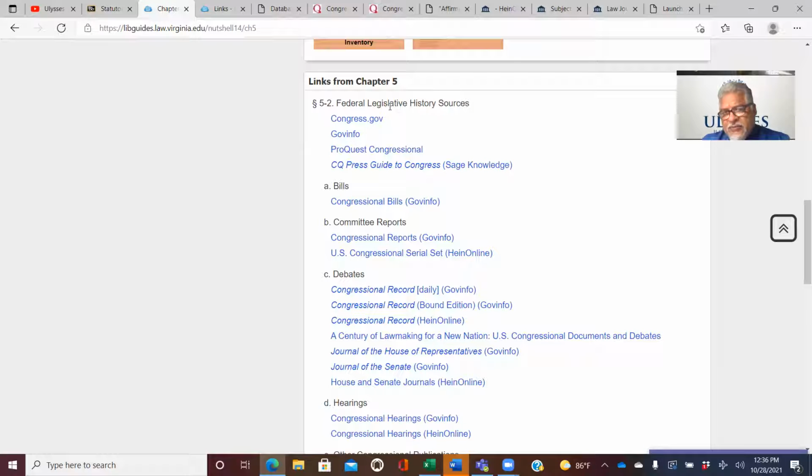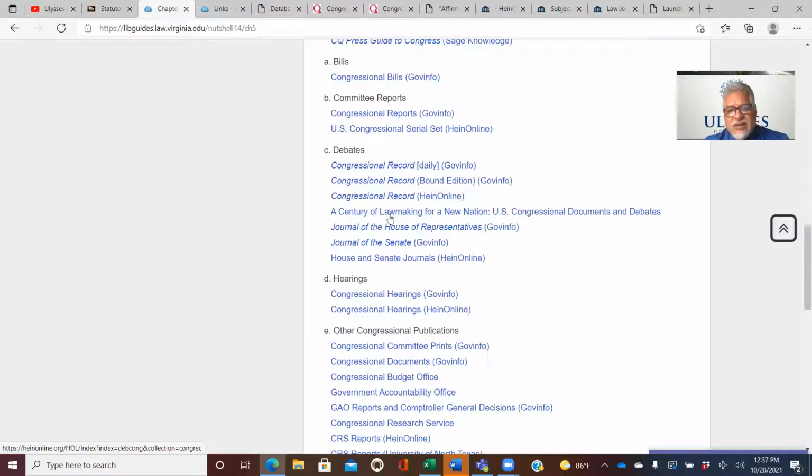At the beginning, in Chapter 5, the links begin with congress.gov, which is obviously the main source of legislation from the federal government. Then there's GovInfo. And then we have access to ProQuest Congressional, Congressional Quarterly, the CQ Press Guide to Congress, and congressional bills through govinfo.gov, and then the access through HeinOnline, which we have through the libraries, etc.